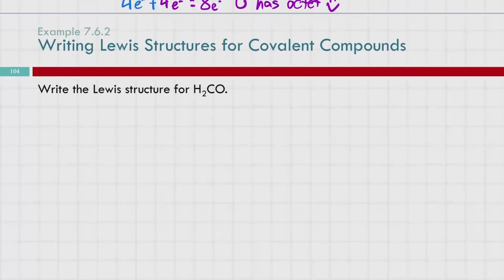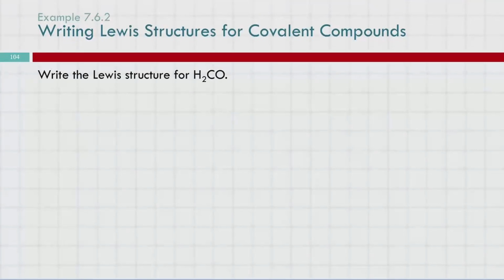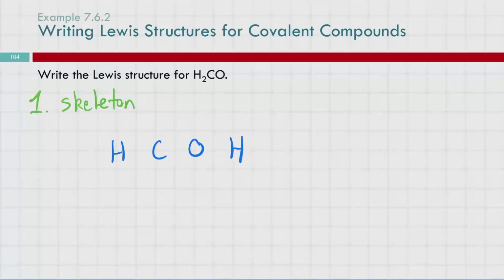Let's write a Lewis structure for H2CO. We need to do the skeletal structure first. It would be normal for you to think that we do something like this. This has one line of symmetry through it. There's a secret second option that's actually better.